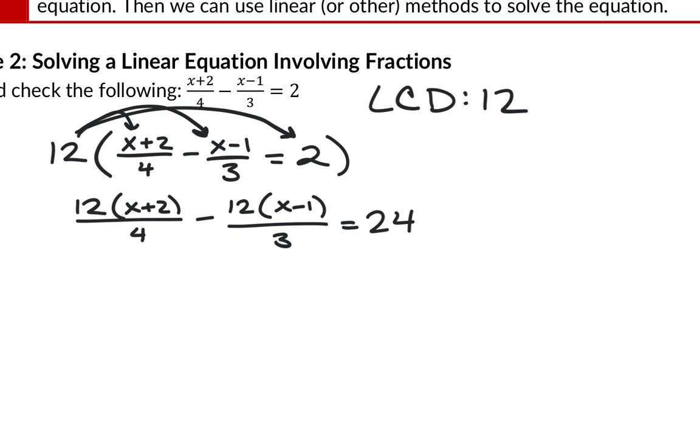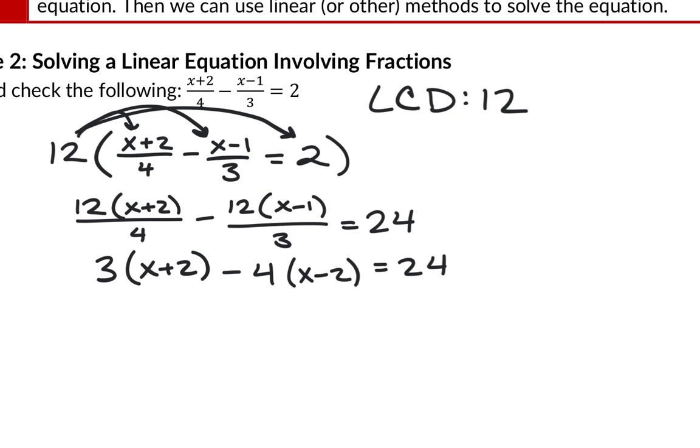Now, the reason I'm not already distributing that 12 to the x plus 2 and the x minus 1 is because that denominator is going to cancel or reduce down. Do you see how we have 12 divided by 4 right here? What is 12 divided by 4? 3. So I can just go ahead and change those coefficients to the number 3. In the second fraction, what does my coefficient become? 4. And now I have a cute little whole number to distribute instead of having a fraction to distribute, which is much nicer.